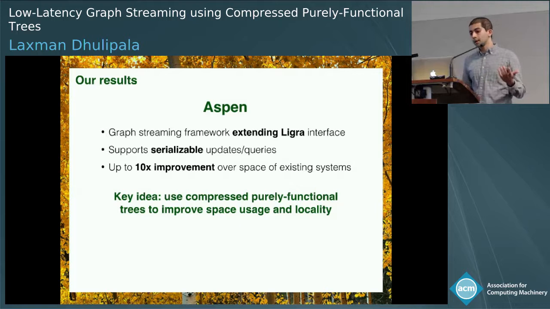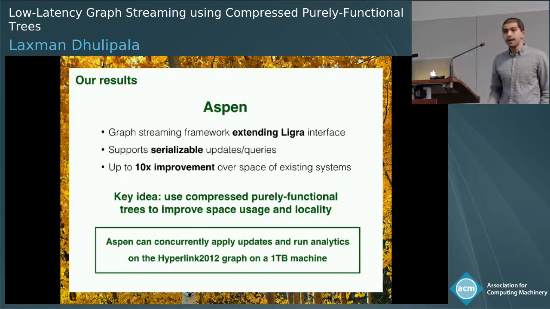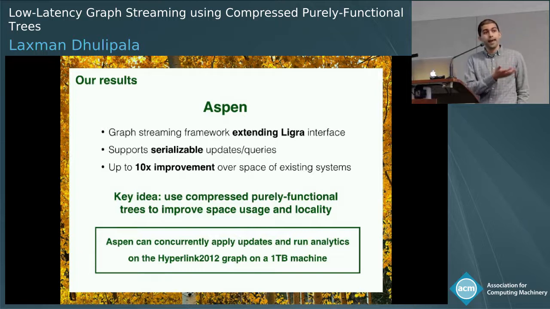And the key idea in our work is to use a data structure that we designed called a compressed purely functional tree to improve both the space usage and locality of our graph snapshots. And as one experimental result to take away, Aspen can concurrently apply updates and run analytics both at the same time on the Hyperlink 2012 graph using 1 terabyte of RAM on a single multi-core machine.